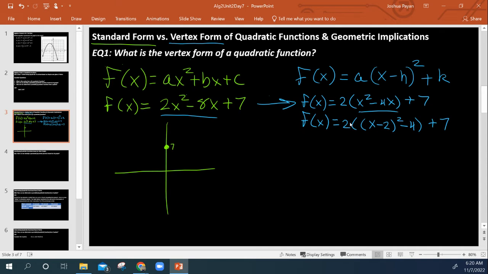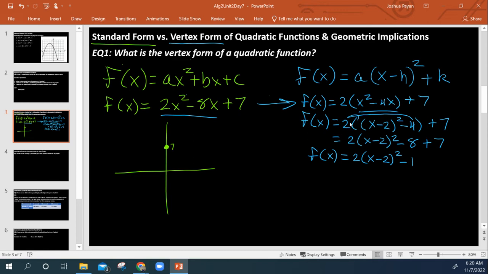Then I would redistribute the 2 back in, just like so. That's going to put me at 2 times x minus 2 all squared minus 8, and then we still have the plus 7 sitting out there. And our final answer, and of course I'm showing a whole bunch of steps that when you get good enough at this, you may not have to do, would be this here. And this is interesting because this tells us some things.